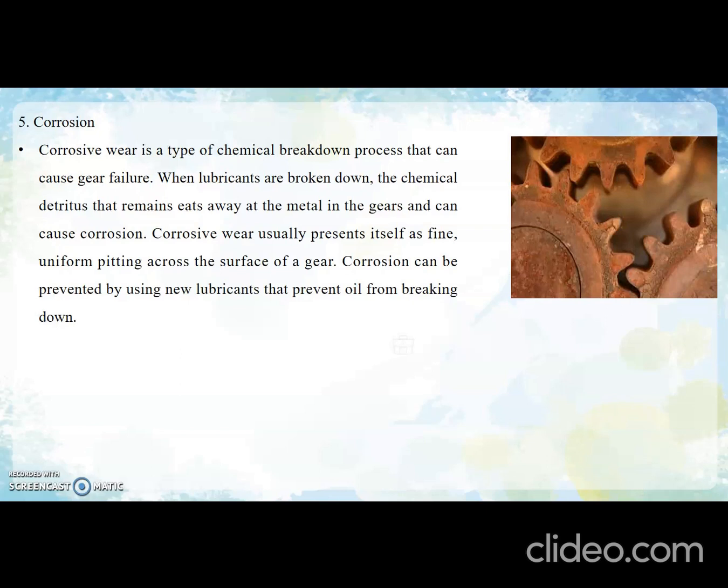From the five causes of gear failure, we can conclude that the important thing for the gear is the quality of lubricant. If we need to take care of the gear, we need to use high quality lubricant and keep up maintenance.